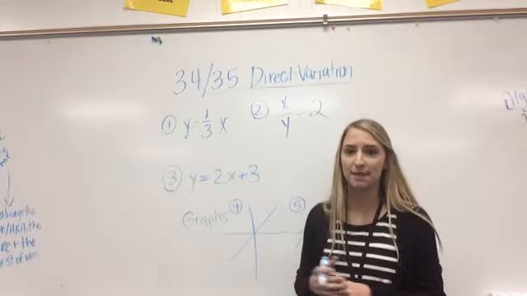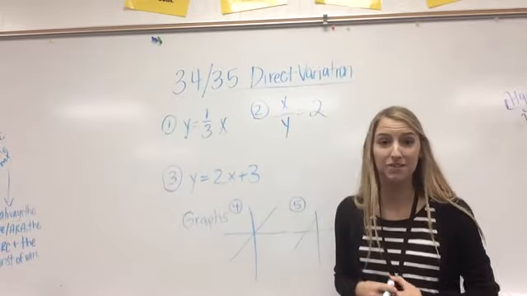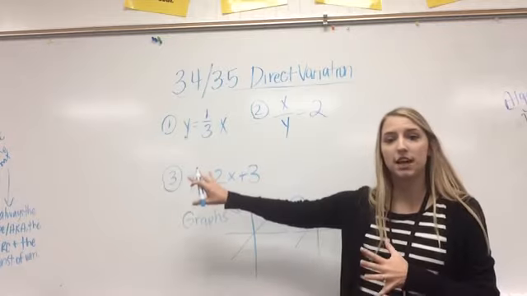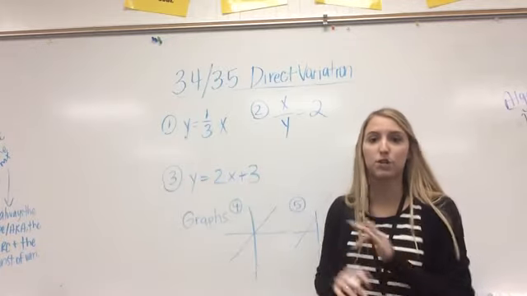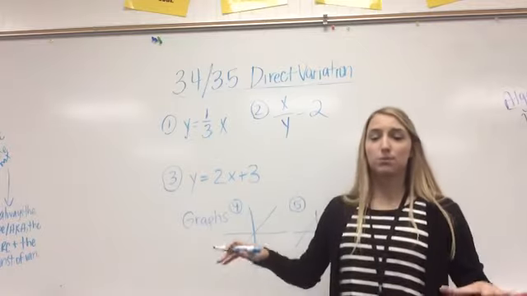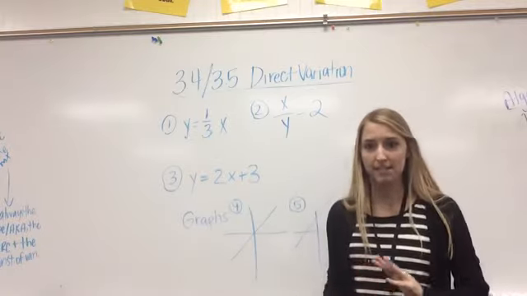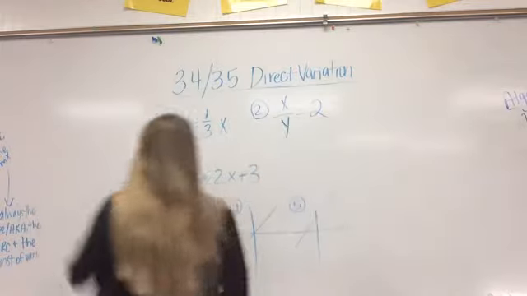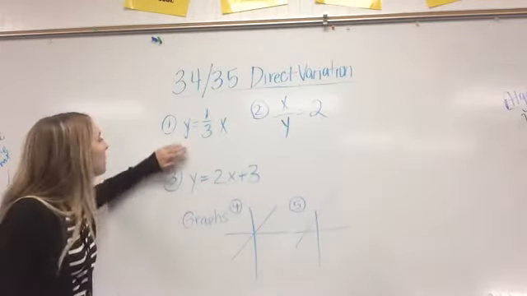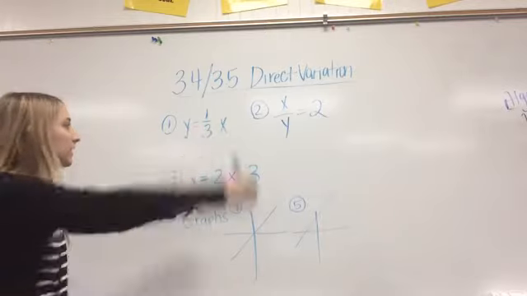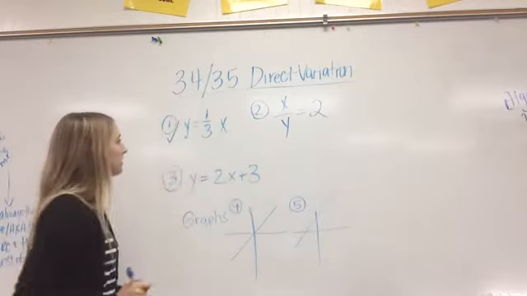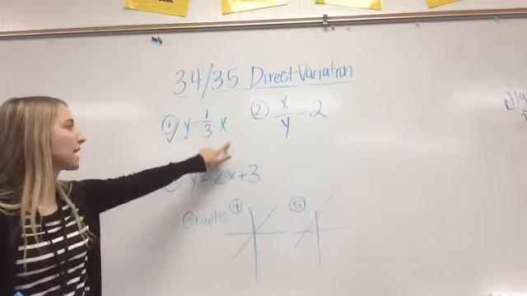Okay, here are the examples I was just telling you about. I'm going to try to determine which ones of these are direct variation and which ones are not. So remember, our form was y equals mx. So at example number 1, we have y equals 1/3 x. 1/3 is our m. This is direct variation, right in the form of y equals mx.